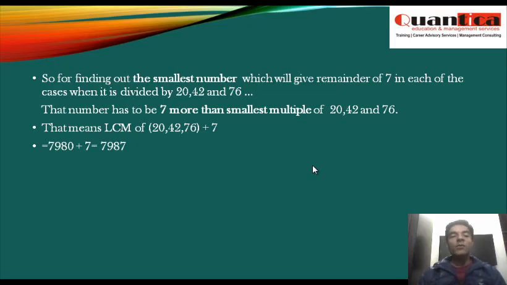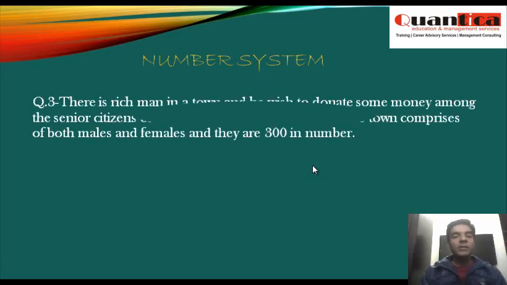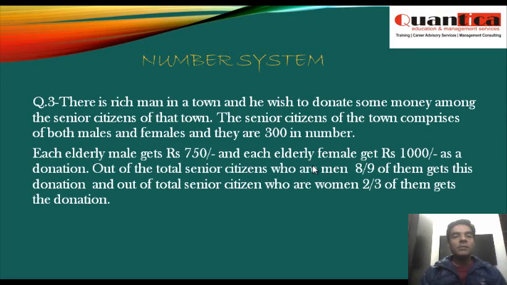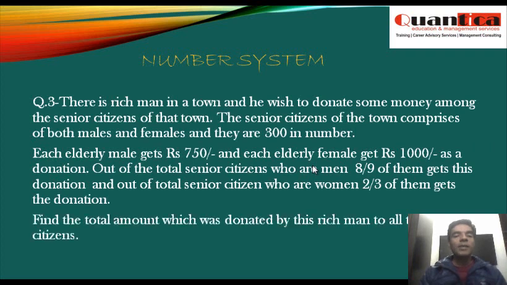The next question was again from number system. This question was very lengthy, and anyone who is able to comprehend it correctly can solve it. It's a game of comprehension. The question goes like this: there's a rich man in a town and he wishes to donate his money to the senior citizens of that town.